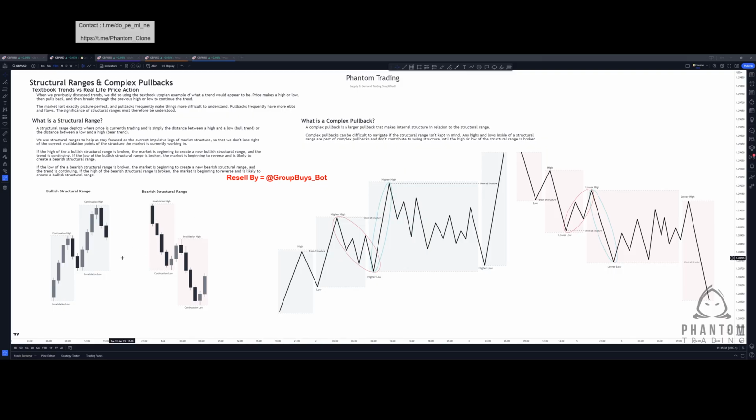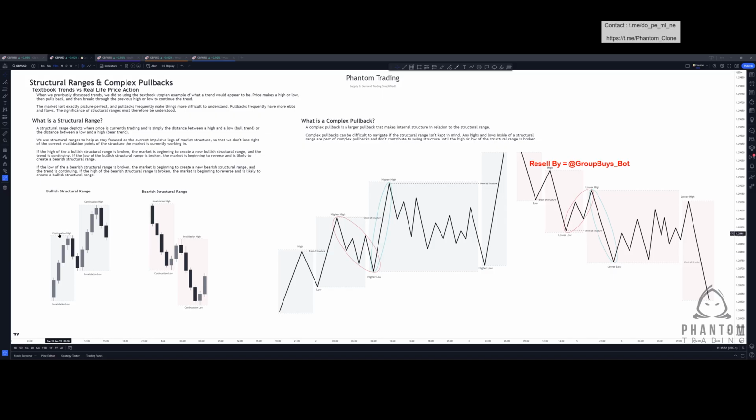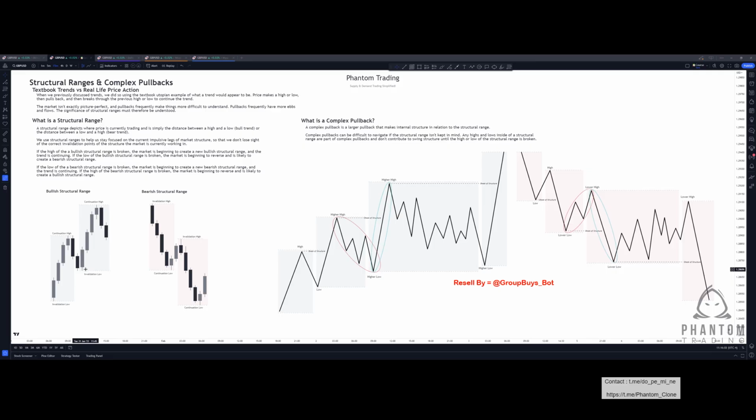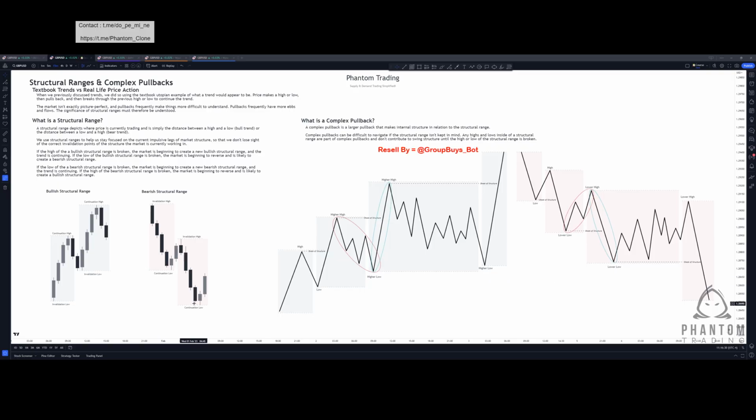We use structural ranges to help us stay focused on the current impulsive legs of market structure. That way we don't lose sight of the correct invalidation points of the structure the market is currently working within. If the high of the bullish structural range is broken, the market is beginning to create a new bullish structural range and the trend is continuing. If the low of a bullish structural range is broken, the market is beginning to reverse and is likely to create a bearish structural range. If the low of a bearish structural range is broken, the market is beginning to create a new bearish structural range and the trend is continuing.